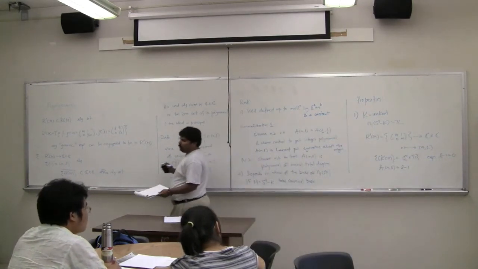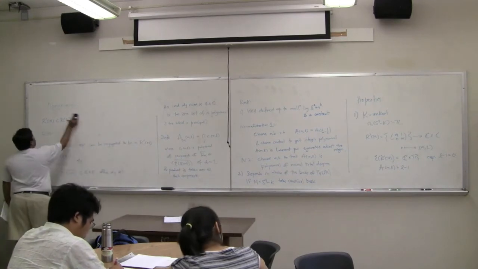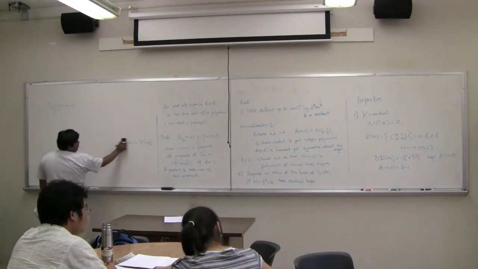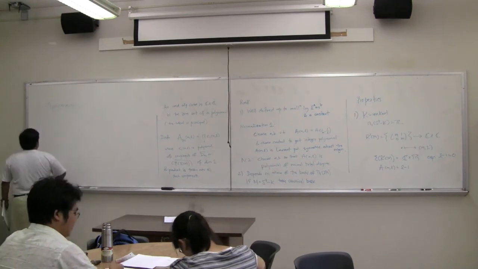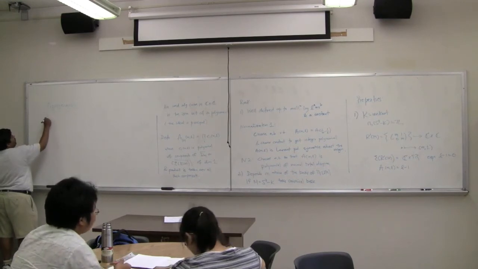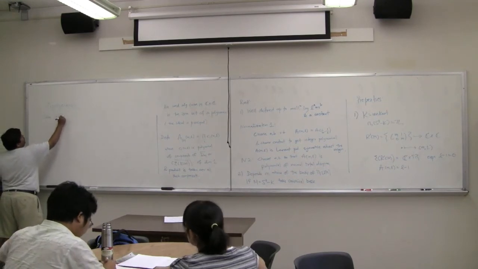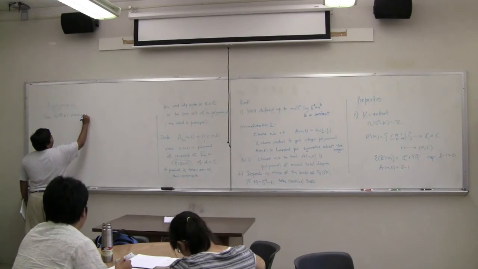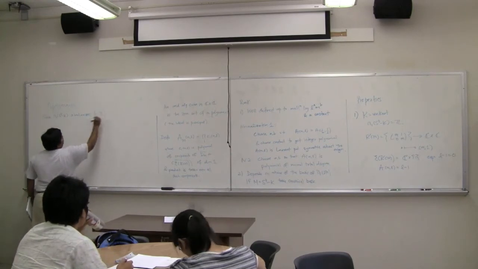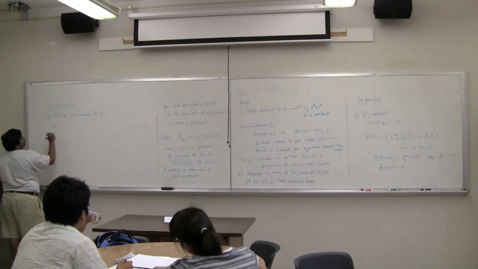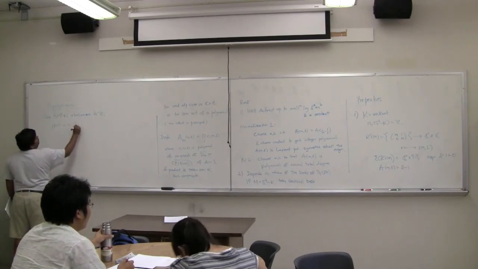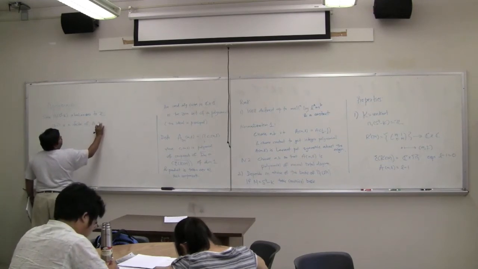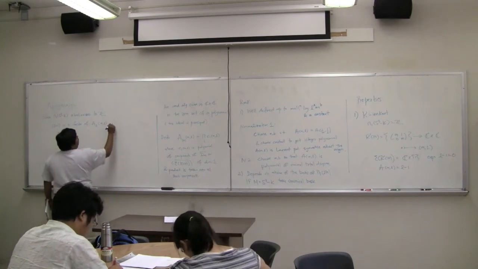And now, since all knot groups abelianize to Z, you are going to get this factor in the A polynomial for all knots. So since pi 1 of S3 minus K abelianizes to Z, L minus 1 is a factor of A(M, L) for all K.